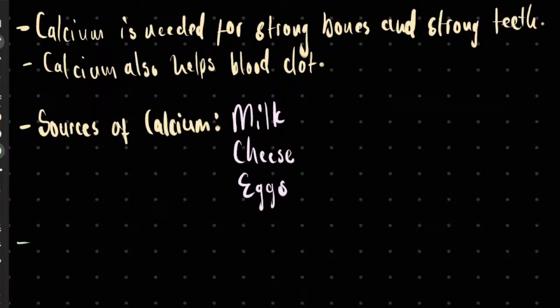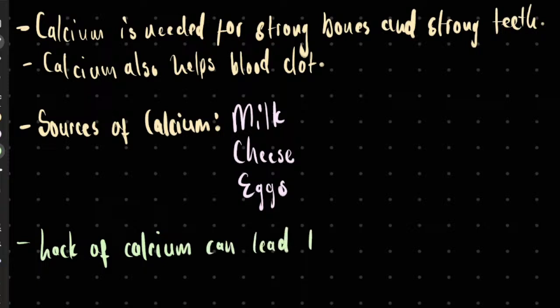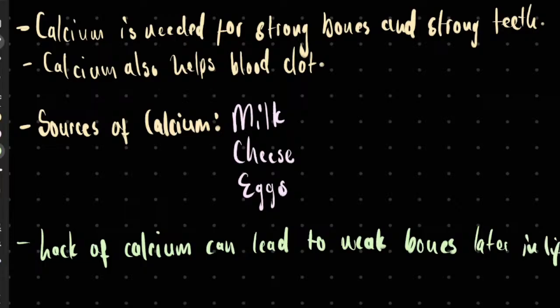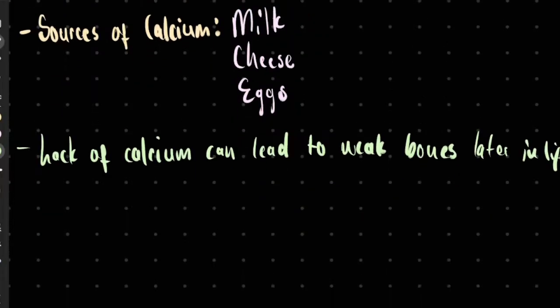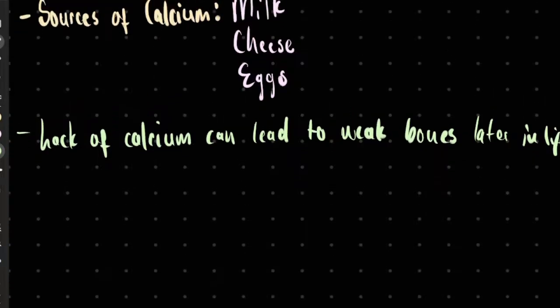Write with me to say, lack of calcium can lead to weak bones later in life. It can lead to weak bones later in life. One last one, and that is iron.